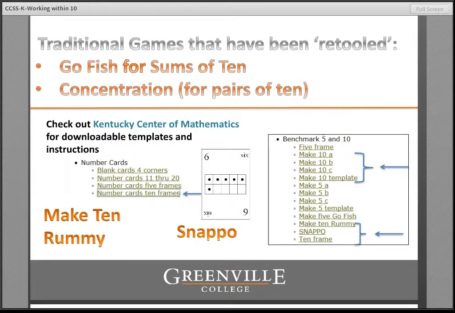Make 10, Rummy, and Snappo are two other games that are described. The instructions are given at the Kentucky Center of Mathematics, and I've indicated those. And then Make 10 is a little game played with partners where they take turns crossing out or putting colored chips over combinations that make up 10. So through repeated experiences, but varied experiences, children can begin to internalize these sums of 10. By the way, the web link to the Kentucky Center of Mathematics is on the references page.